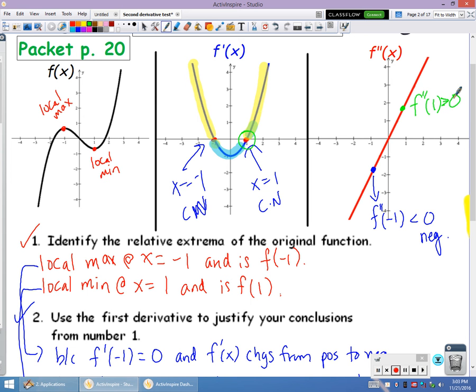Now, let's make a connection. Notice that when we had a local minimum on the original function, the output of the second derivative is greater than 0.